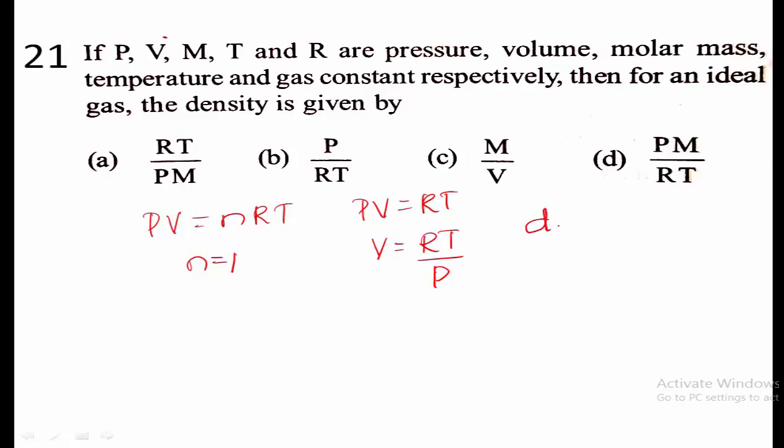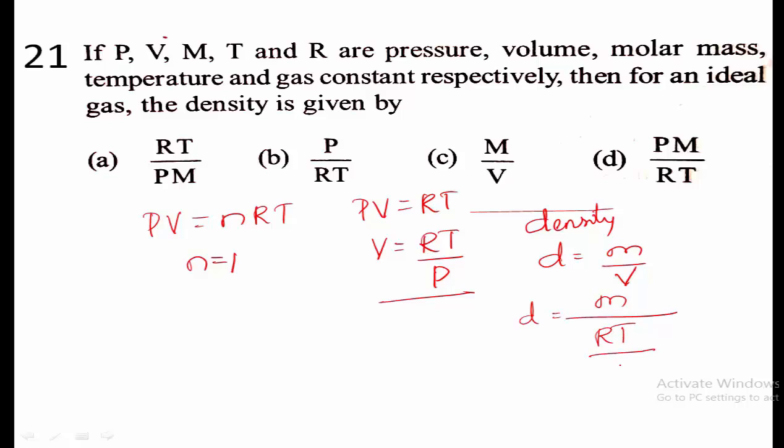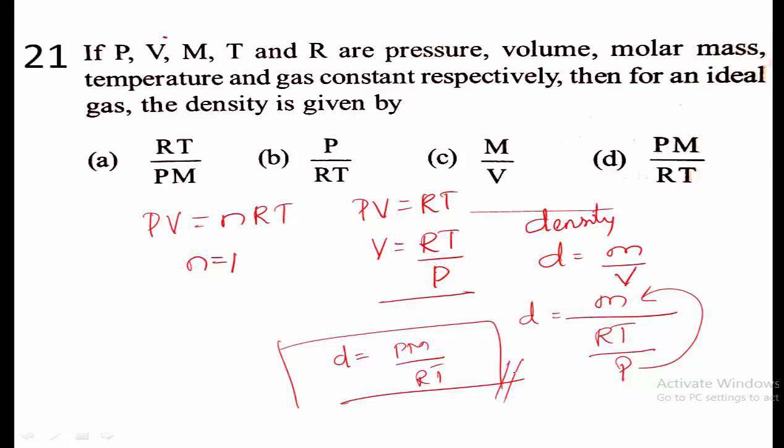Now they have asked us to find the density. So density, that is D, is equal to mass divided by volume. Now what is volume? Volume is nothing but RT divided by P. So substitute that value of V in this equation. So what will you get? D is equal to M divided by RT by P. Now simplify this. P will go to the numerator and RT will remain at the denominator. So D is equal to PM divided by RT. So this is the answer. So which option is right here? PM divided by RT. So option D is the correct one.